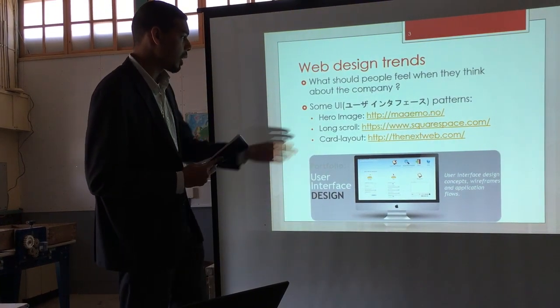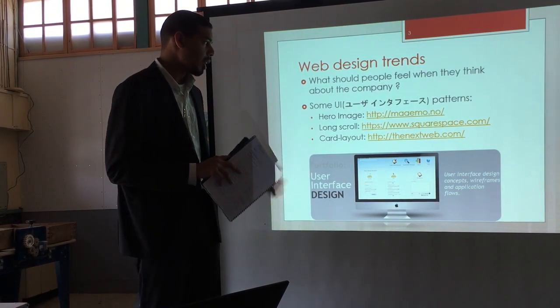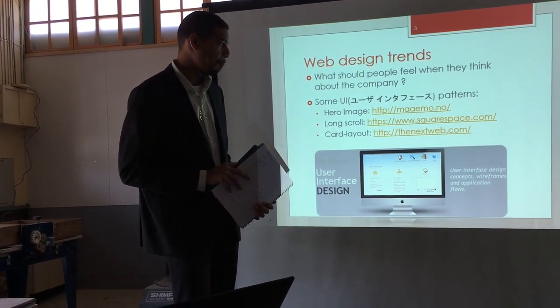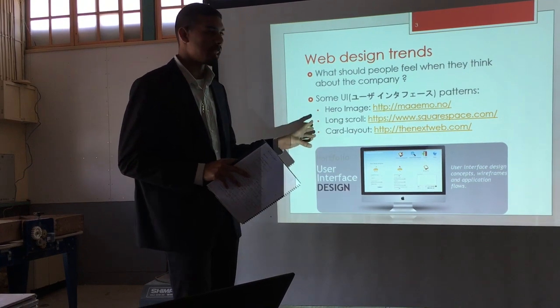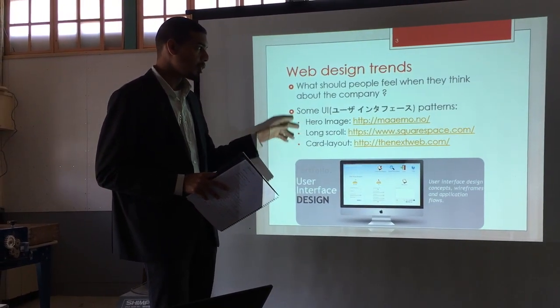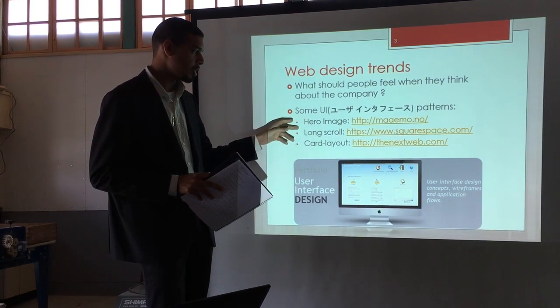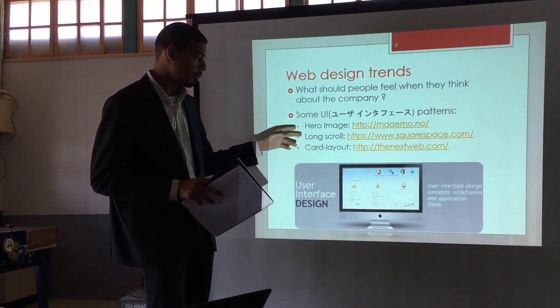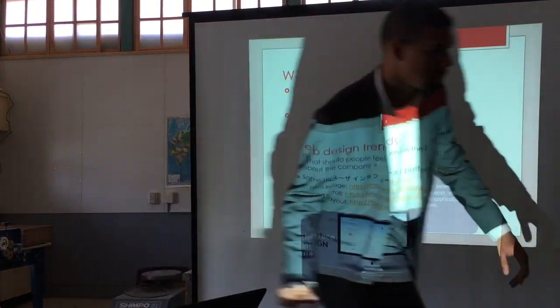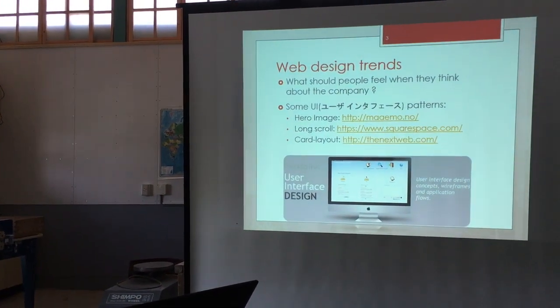Now some UI, that is user interface. This is the way you display the information. About the trends, there are three ways: hero image, long scroll, and card layout. For example, hero image is the site I have here.